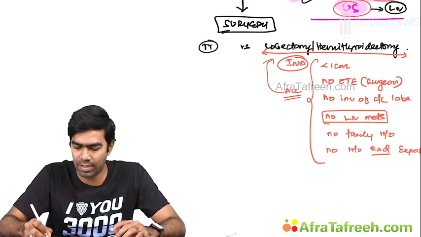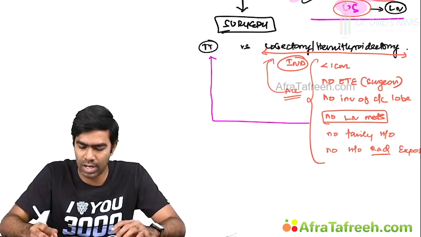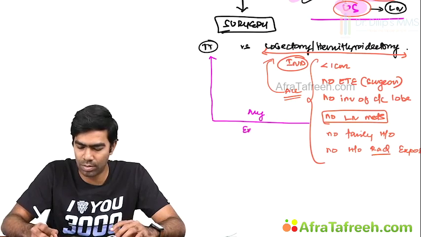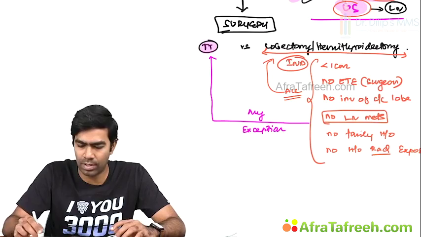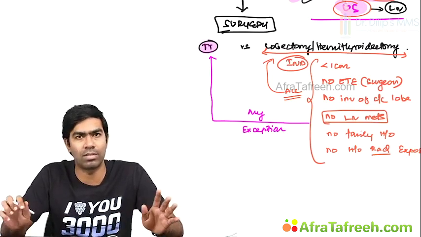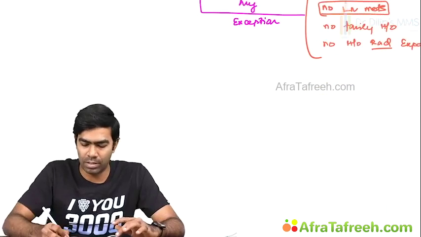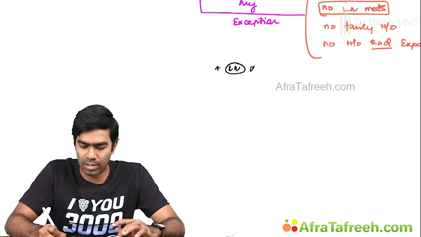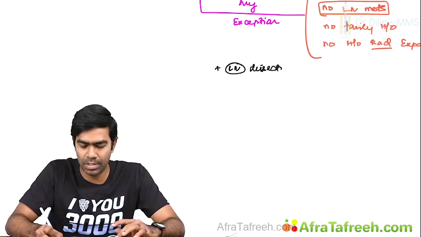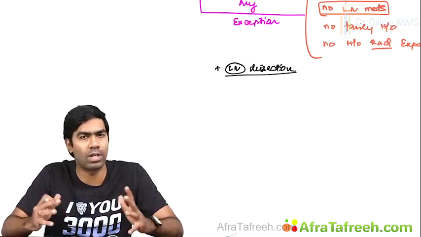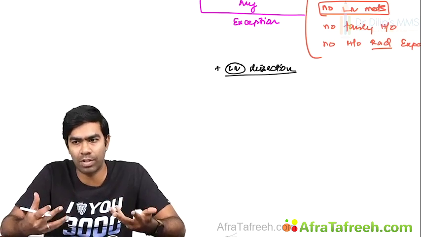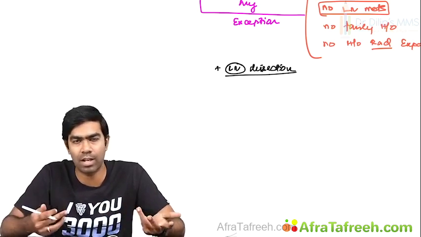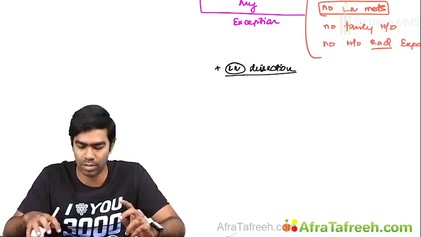If there is even a single exception to what I have told, you do a total thyroidectomy. That's it, nothing else. Clear? Plus, you can do a lymph node dissection, but this is optional. It depends on the type of involvement and what the indications are, whether it is there or not. So you're going to do a lymph node dissection.